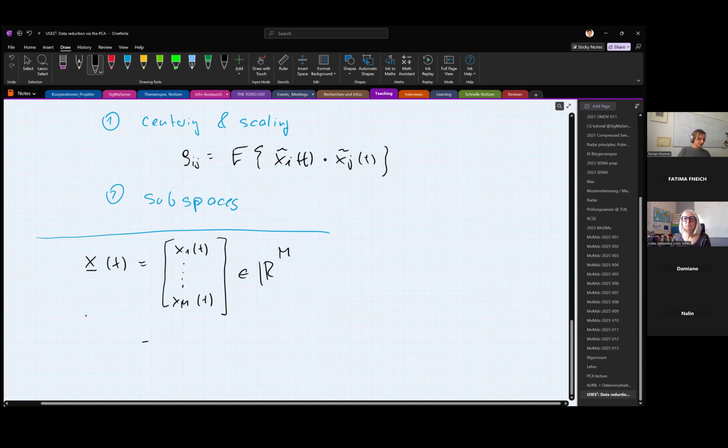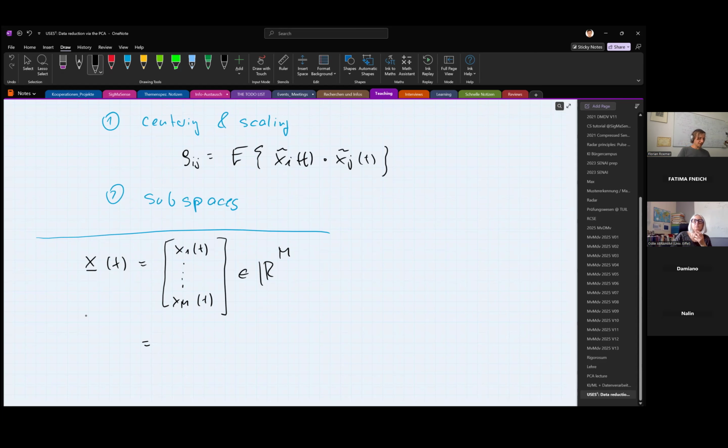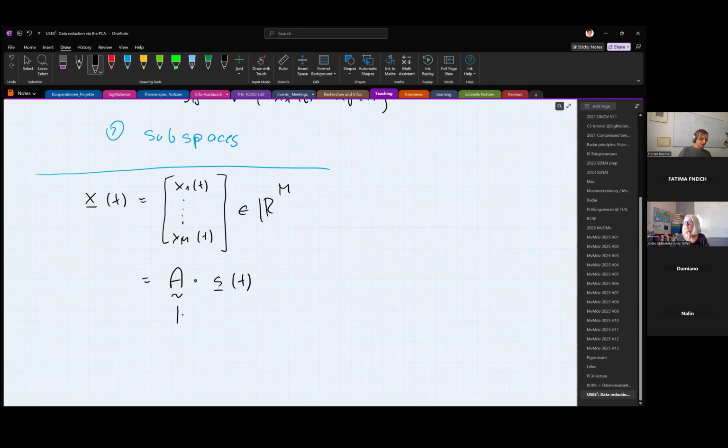If it actually lives in a linear subspace, this means that we should be able to describe it linearly, meaning there should be a basis A such that x of t is A times something else, let's say s of t, where this A is now, let's say, m by p. This s is p by 1. And if that is satisfied, it means that now x lives perfectly in a p-dimensional subspace of R^m, which is described by the columns of A, provided that the columns of A are linearly independent, of course.